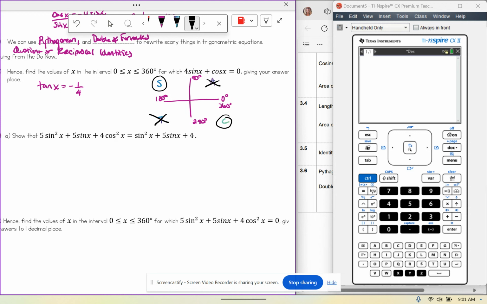So what I'm going to find here is in my calculator, I'm looking for the inverse tangent of negative 1/4. And I would get negative 14.0362. So I would have x is equal to negative 14.0362 degrees. That is my reference angle, okay? And I'm going to use my knowledge of reference angles to figure out what these actually look like. So in this quadrant 2, I have 180 minus the reference angle.